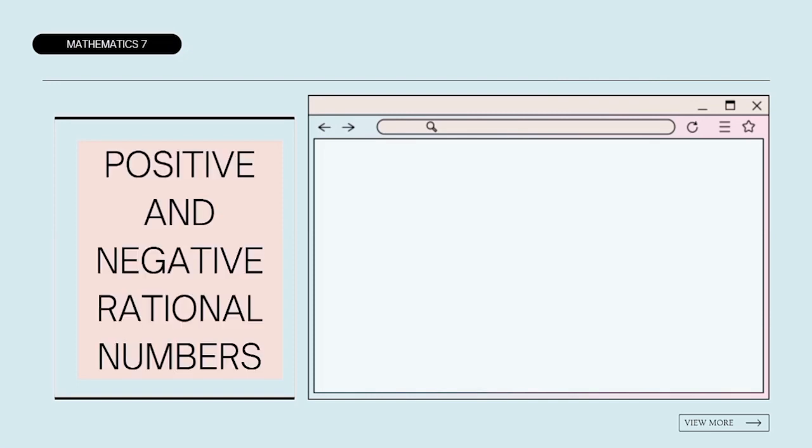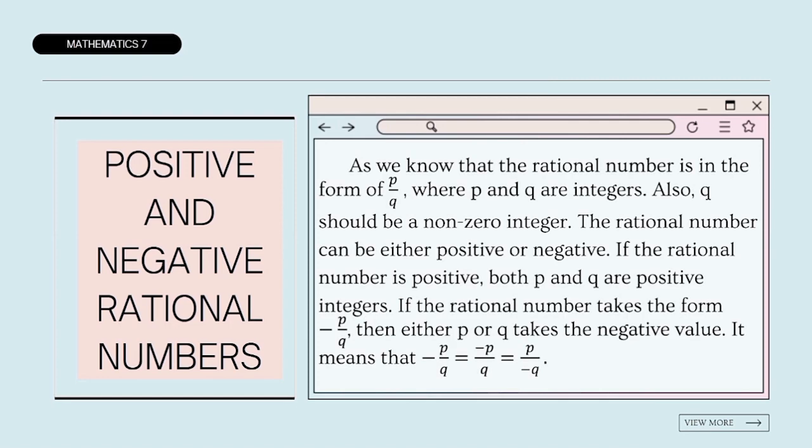Now let's move on to positive and negative rational numbers. As we know, a rational number is in the form of p over q, where p and q are integers, and q should be a non-zero integer. The rational number can be either positive or negative. If the rational number is positive, both p and q are positive integers. If the rational number takes the form negative p over q, then either p or q takes the negative value. It means that negative p over q is equal to negative p over q, which is equal to p over negative q.